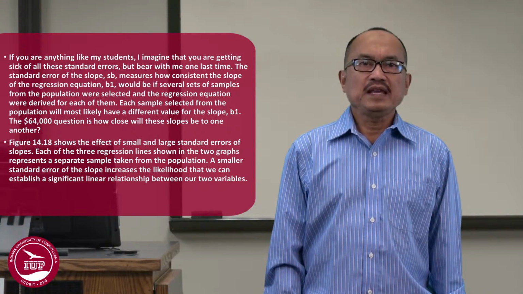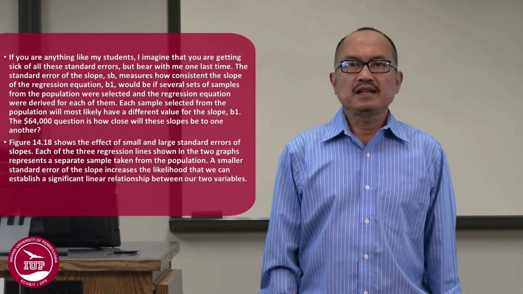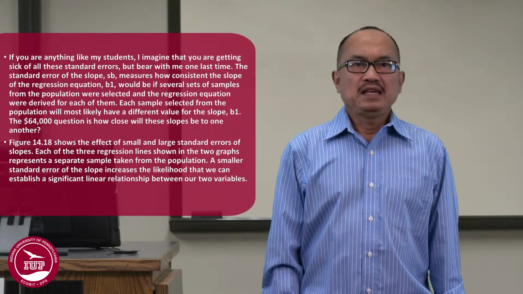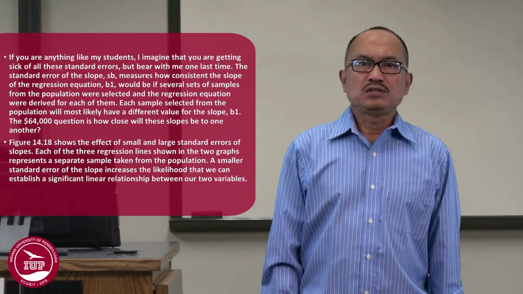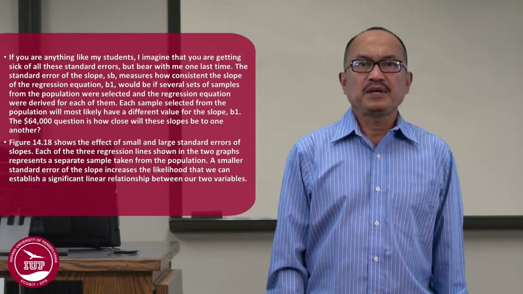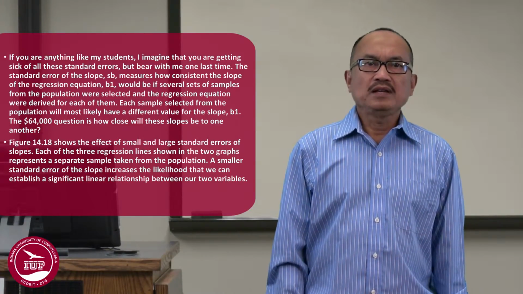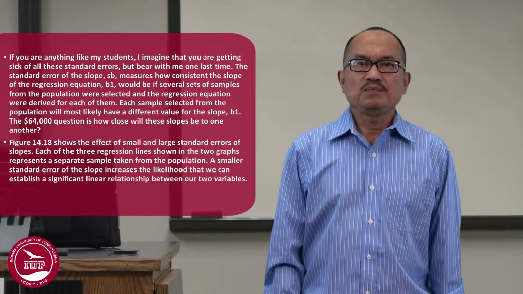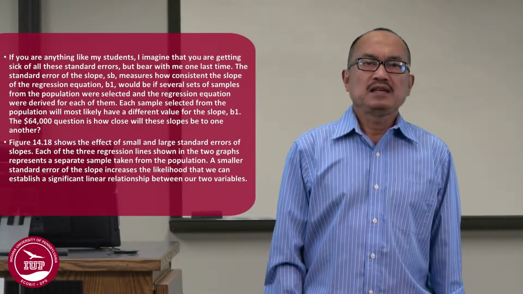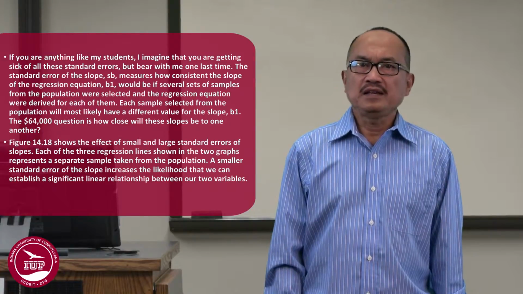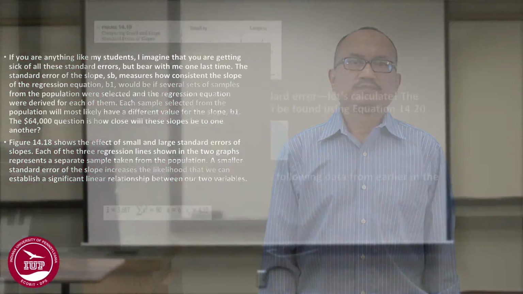Figure 14.18 shows the effect of small and large standard error of the slope. Each of these 3 regression lines shown in the 2 graphs represents a separate sample taken from the population. A smaller standard error of the slope increases the likelihood that we can establish a significant linear relationship between our two variables.